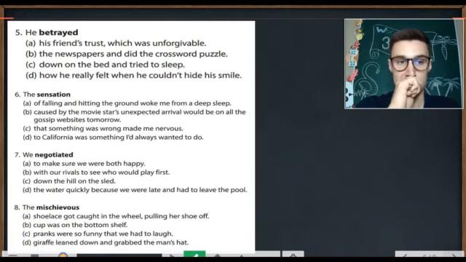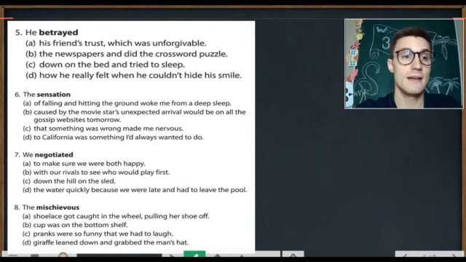Let's continue. Number 5. He betrayed A. His friend's trust, which was unforgivable. B. The newspapers and did the crossword puzzle. C. Down on the bed and tried to sleep. D. How he really felt when he couldn't hide his smile. Now I can see 2 that are correct.